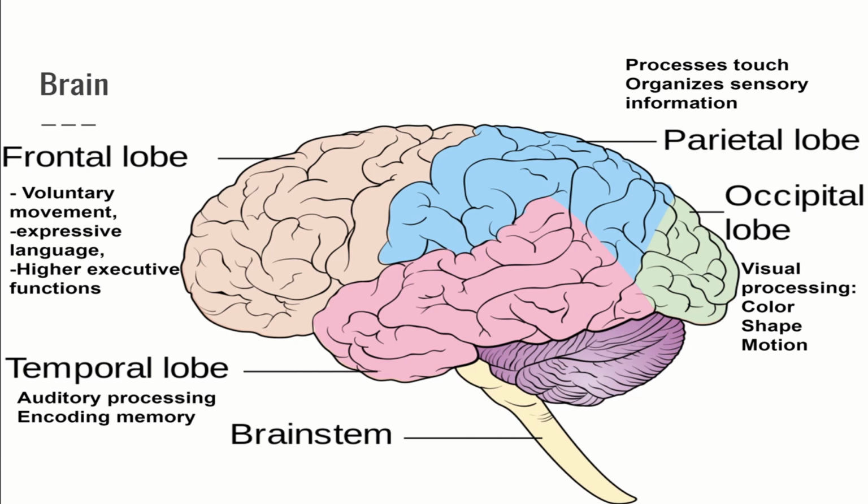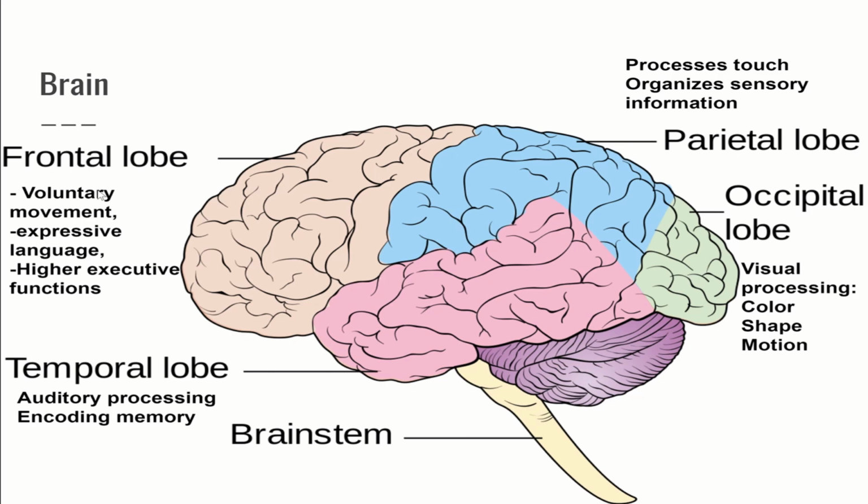And then the occipital lobe sits right underneath the occipital bone, and it is right above your spine, where your spine enters into your skull. You will also notice that I have some broad categories of what the lobes do.